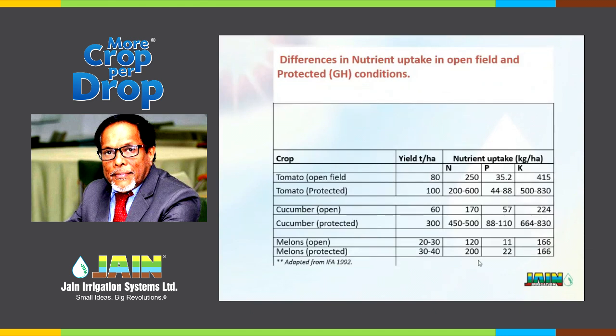This is beautiful data actually from the Indian Fertilizer Association. To produce 80 tons in the open field, it takes 253.35.2 and 415 K. But in protected cultivation, it's almost 200 to 600, a much higher quantity. Because you are making the crop produce more, you need it. And also it is in a protected environment, in a way of speaking. You are making the environment more conducive for its growth compared to the open land. So which means it needs more food.